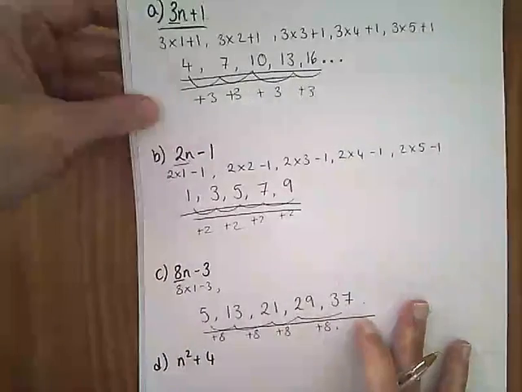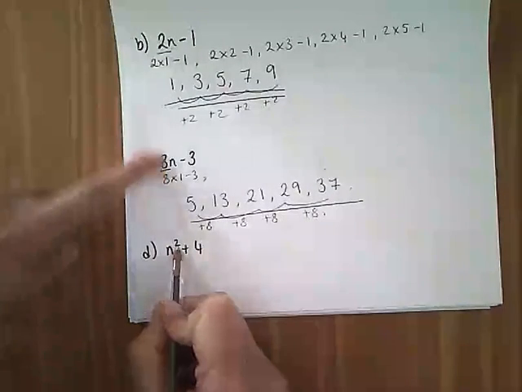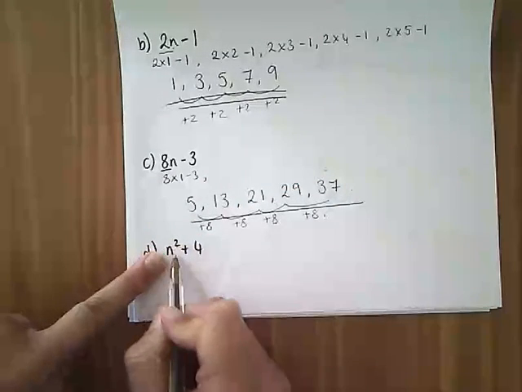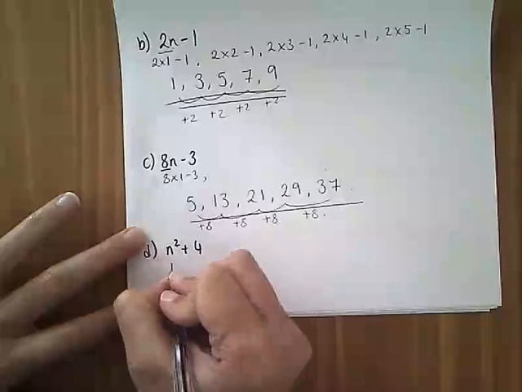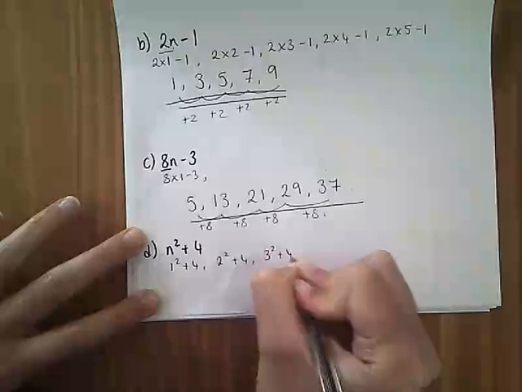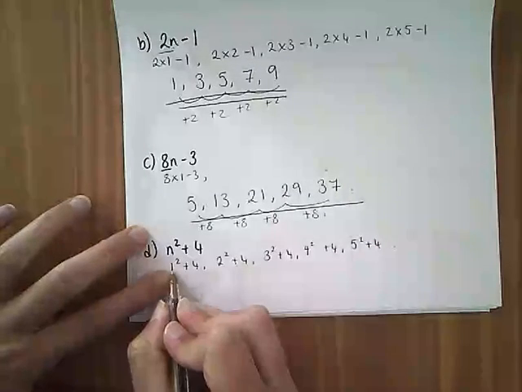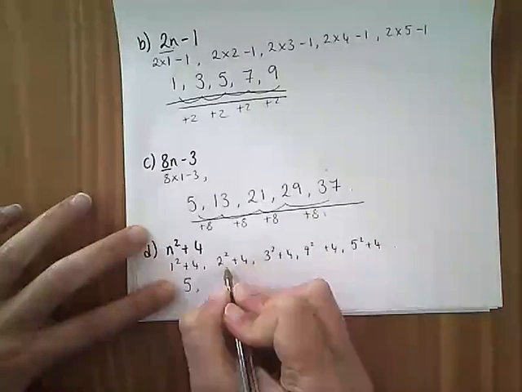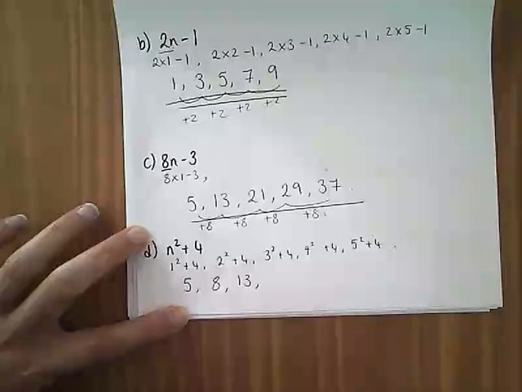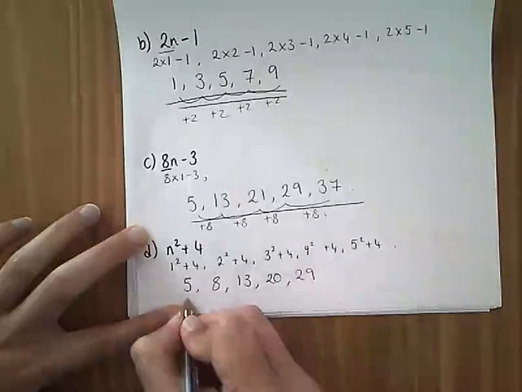Right, now this one will not work like that because it's got a squared in. So these only work as they are because they are just something n plus a number, or take away a number. This one, because it's got a squared, won't work like that, so we need to do it like normal. So 1 squared plus 4, 2 squared plus 4, 3 squared plus 4, 4 squared plus 4, and 5 squared plus 4. Okay, so 1 squared, 1 times 1 is 1, plus 4 is 5. 2 squared is 4, plus 4 is 8. 3 squared is 9, plus 4 is 13. 4 squared is 16, plus 4 is 20. 5 squared is 25, plus 4 is 29.